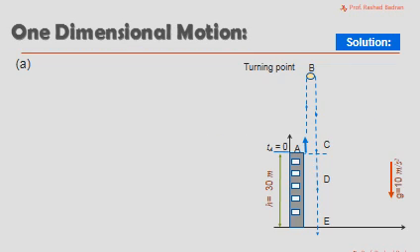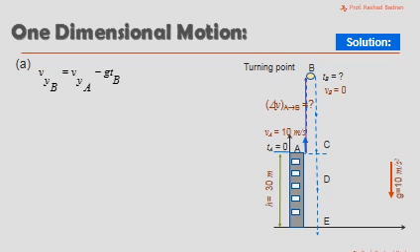Well, this figure shows the path of the ball and the turning point at B, when it comes back to C, and then goes back to the point D and then E.